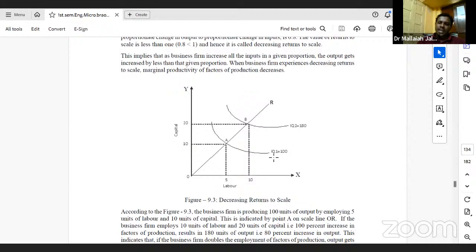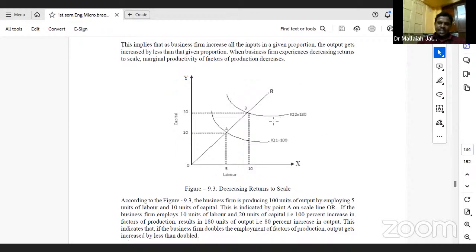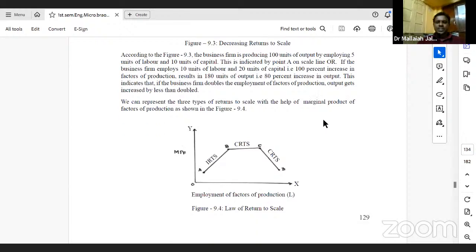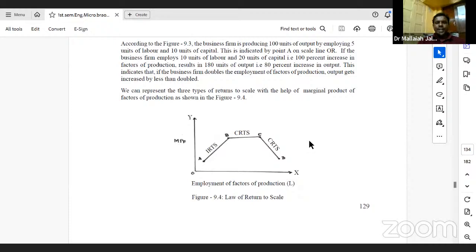Here, output is 100. If we increase capital and labor, this isoquant is shifting upward from A to B, to isoquant curve 2. The output is 180. That is declined. So this is another diagram we can observe. From A to B, it is increasing returns to scale.